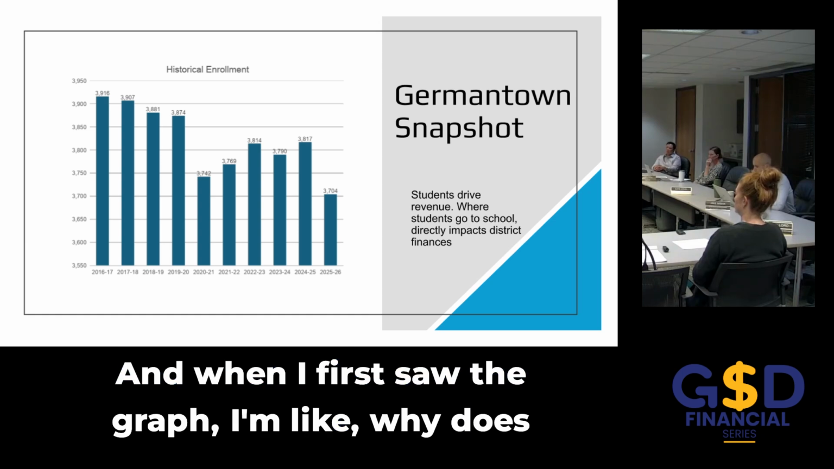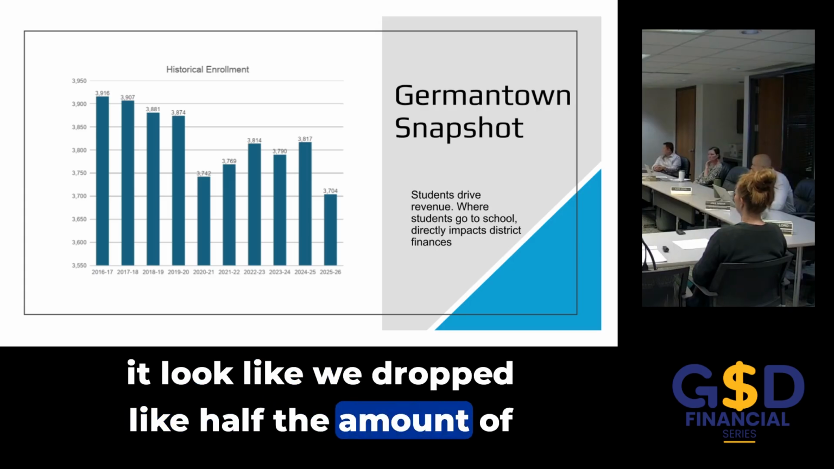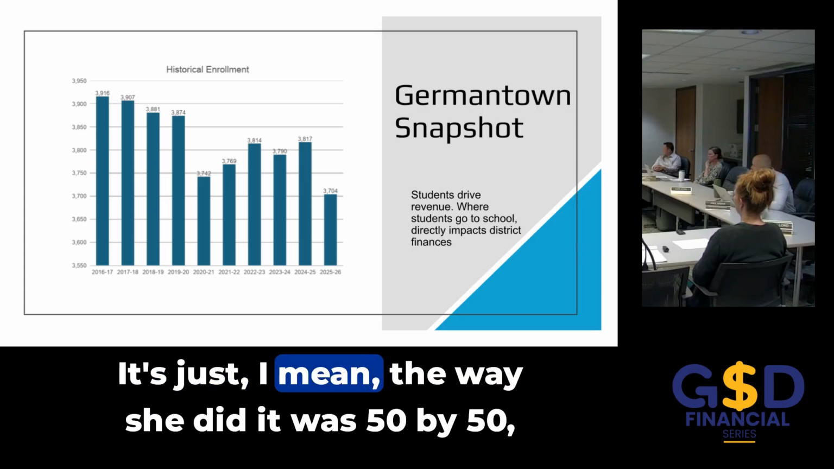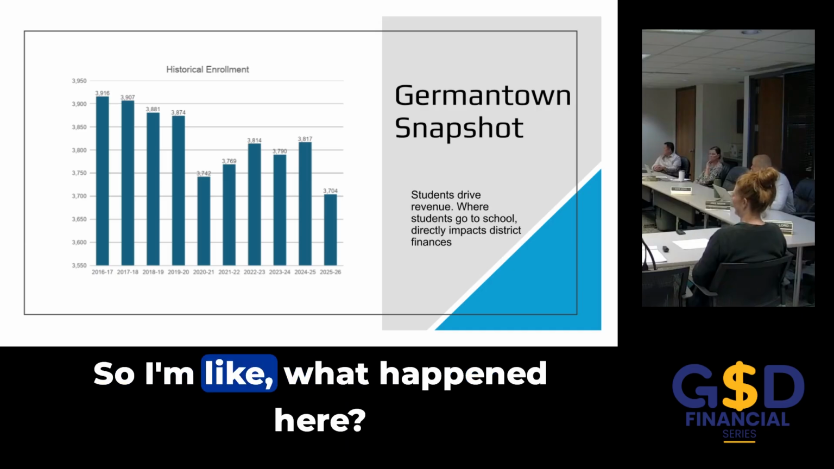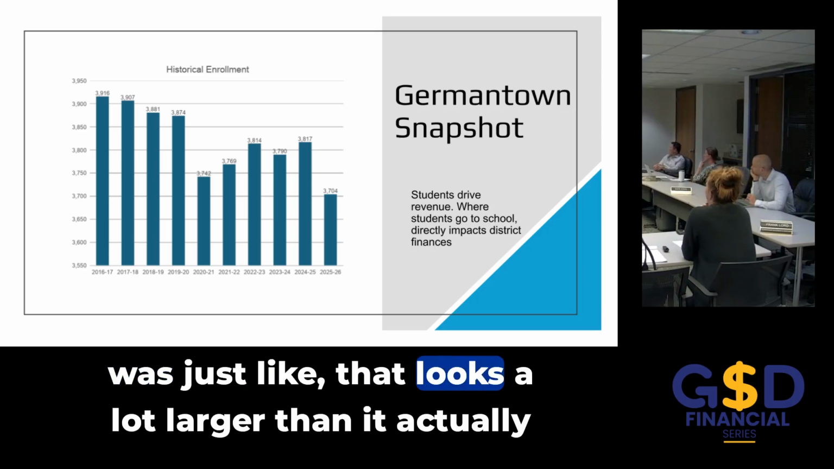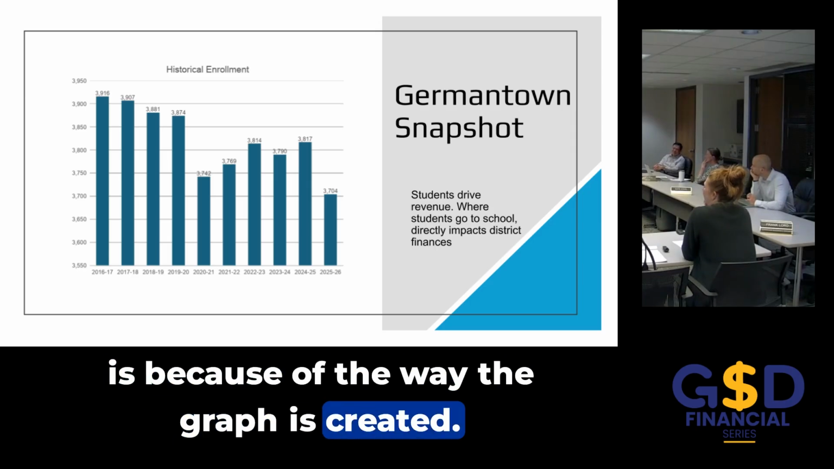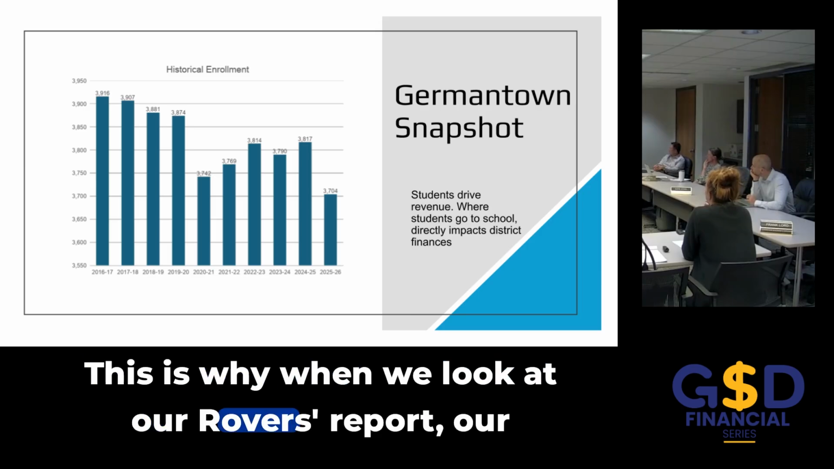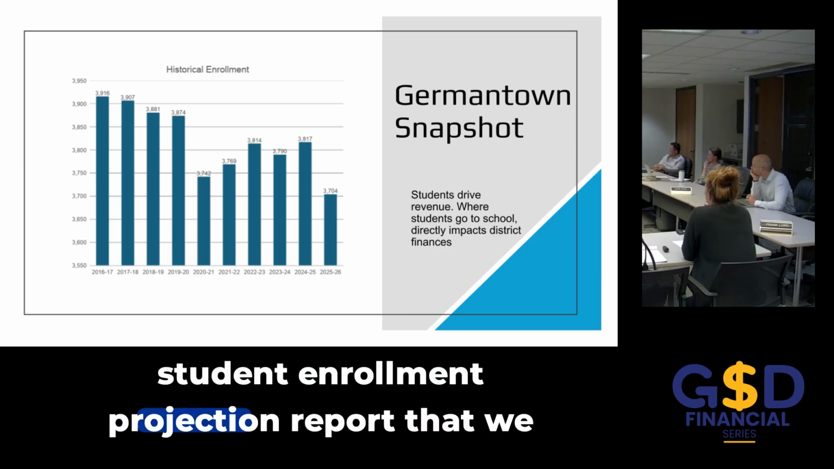And when I first saw the graph, I'm like, why does it look like we dropped half the amount of students? But the way she did it was 50 by 50, 50 students. So I'm like, what happened here? So there is still a drop. It just looks a lot larger than it actually is, because of the way the graph is created.